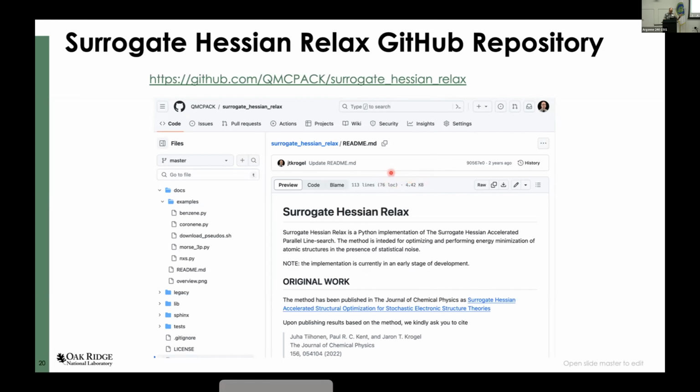So where is the actual code you use to run these methods? This surrogate Hessian relaxation method lives in a repository under the main QMCPACK repository, just called Surrogate Hessian Relax. It couples with Nexus, so you can drive your system through this code through Nexus directly. It's very easy in molecules, right? Because those calculations don't need anything additional.